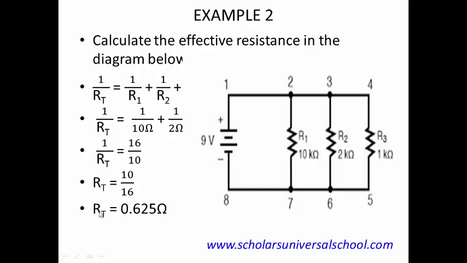Now, the total resistance, the total opposition to the flow of current offered in this circuit, is 0.625 ohms. Again, we can see that the value of this resistance is lower than even the smallest resistor that you have here, which is 1 ohm. Now you can see that the value of this is 0.625 ohms.